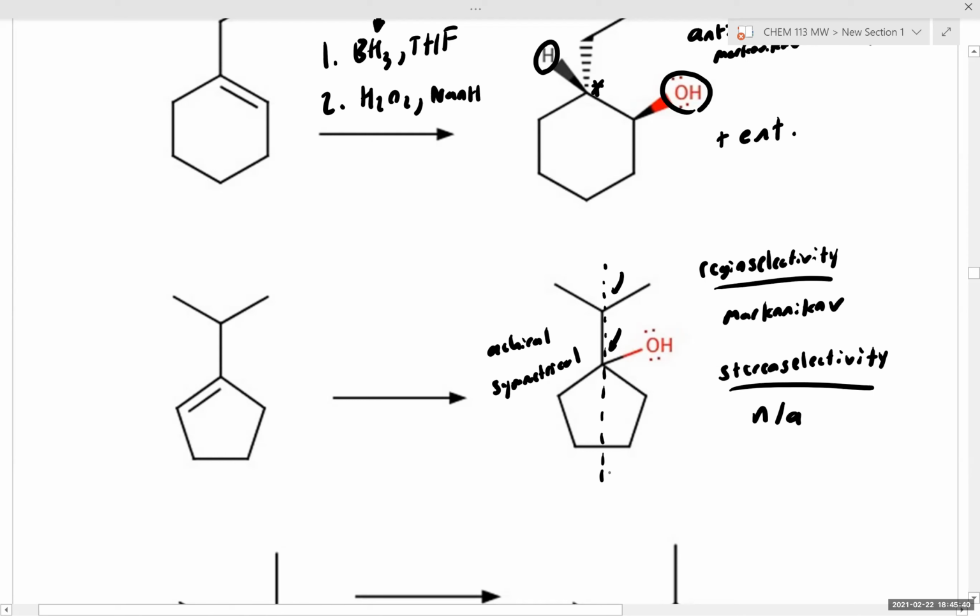Does that idea make sense? Yeah, that makes sense. Thanks. So this one, no matter how hard you try, there's no stereocenter present. And that's why I didn't draw the dash or wedge in that case.